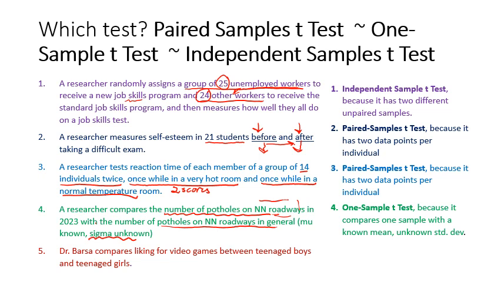Finally, Dr. Barsa compared liking for video games between teenage boys and teenage girls. And we can see here that we have two different groups of people, teenage boys and teenage girls. There's nothing here to indicate that these are matched in any way, like boyfriend, girlfriend, or anything like that. We think they're totally independent groups, and because of that, we do an independent samples t-test.